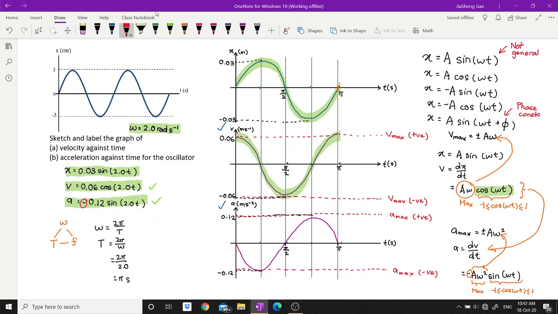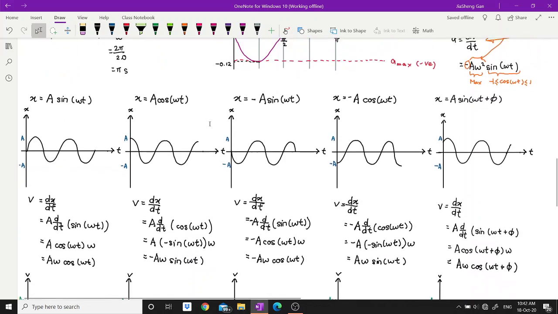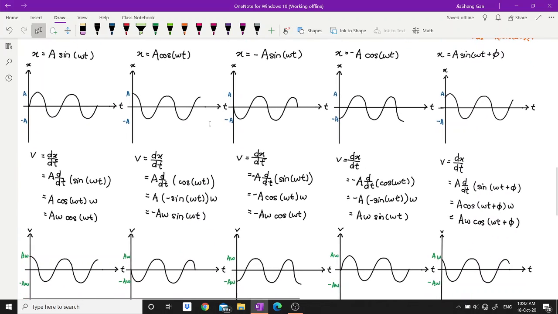It might be difficult for me to explain why it's a phase constant. Probably let's just move on to look at some graphs. Maybe that will help you better. Okay, let's move downward a little bit. This is a bit complicated, but bear with me. Just now I said that this is the formula that we learned for our syllabus, but you can have different ways of doing SHM as well. Let me elaborate what I mean by different ways of doing SHM.